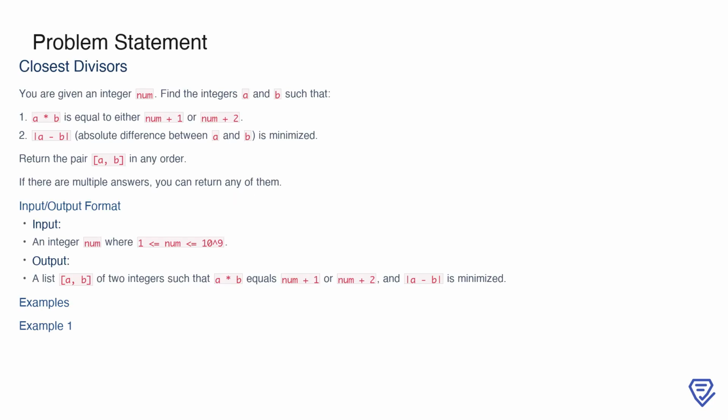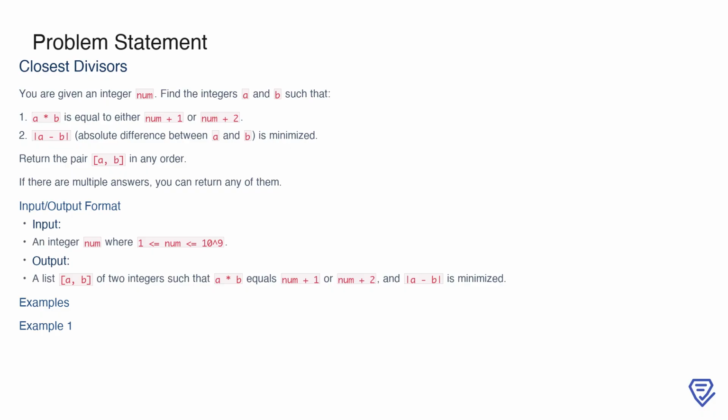In this problem, you're tasked with finding two integers, a and b, such that their product is equal to either number plus 1 or number plus 2. The goal is to minimize the absolute difference between a and b. You can return the pair, a, b, in any order. If there are multiple valid pairs, any of them can be returned.